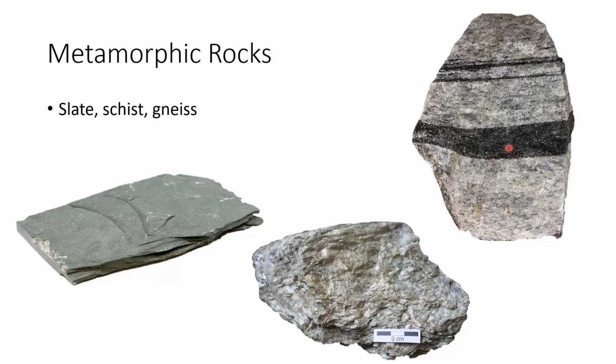Gneisses characteristically exhibit alternating bands of coarse, light, and dark minerals, such as these contrastingly light and dark bands, and these minerals separate out during metamorphism.